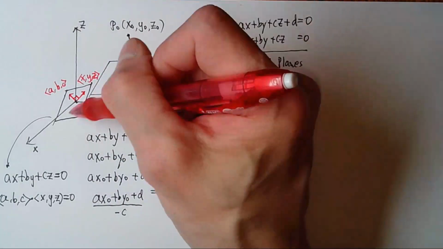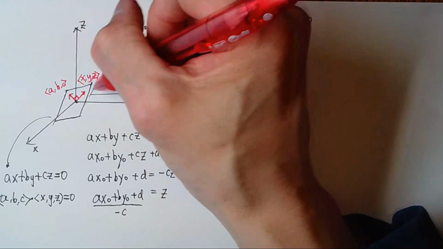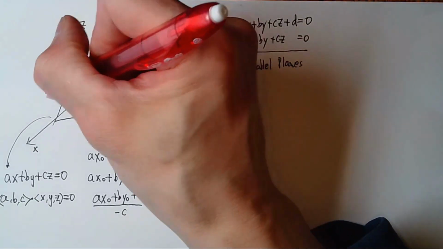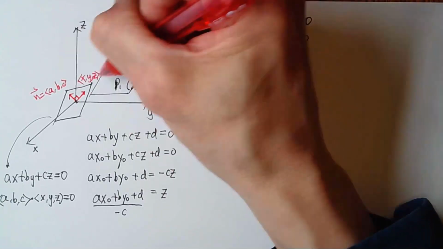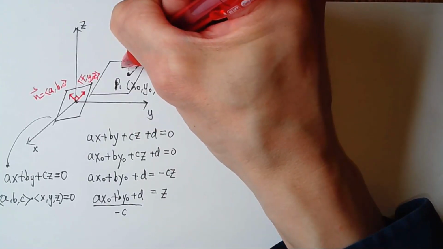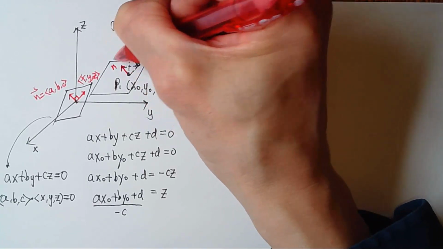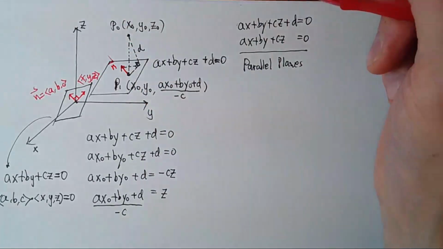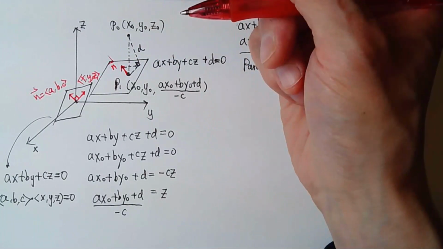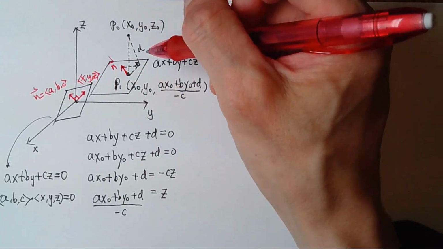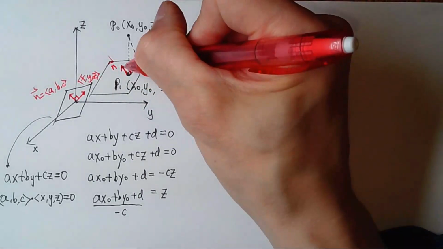So I mean, these two planes are parallel, so this normal vector, let me call this the normal vector, should be perpendicular to the given plane. So that is the normal vector. Okay? It's perpendicular to the plane. All right.